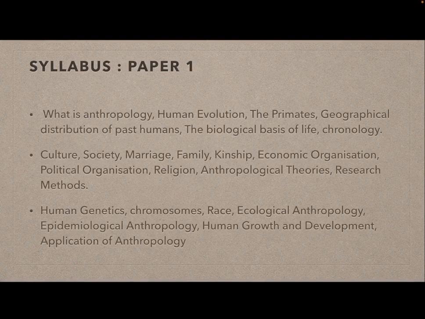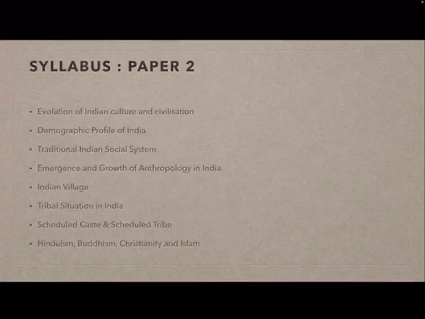Now come to paper 2. For paper 2, this is basically all about Indian anthropology. So here each topic will be related to India. In this syllabus the topics are evolution of Indian culture and civilization, demographic profile of India, traditional Indian social system, emergence and growth of anthropology in India, Indian village, tribal situation in India, scheduled castes and scheduled tribes, Hinduism, Buddhism, Christianity and Islam.